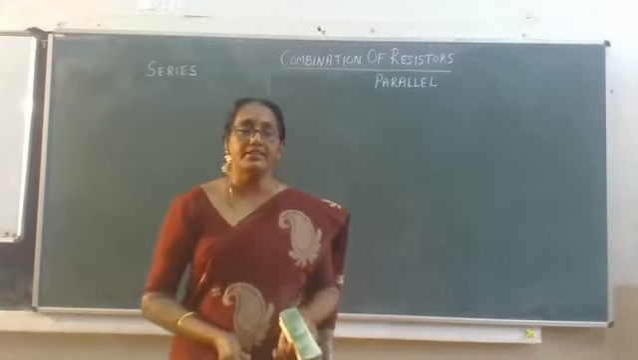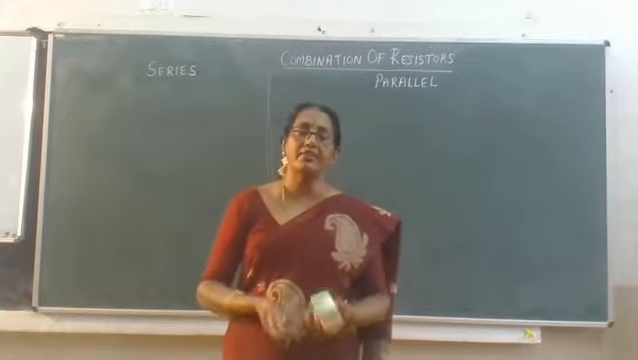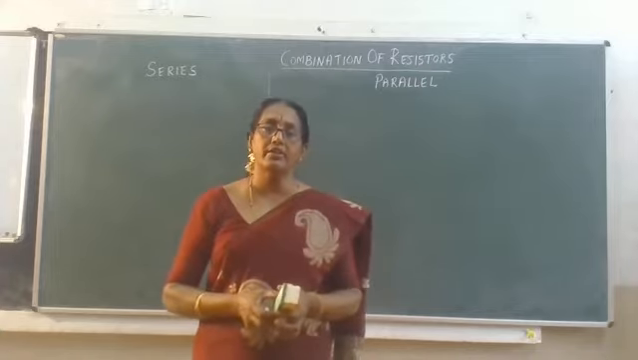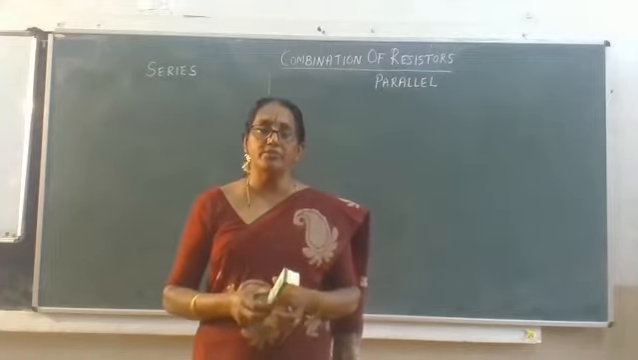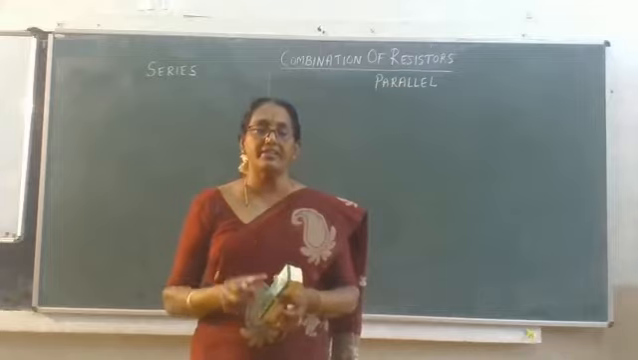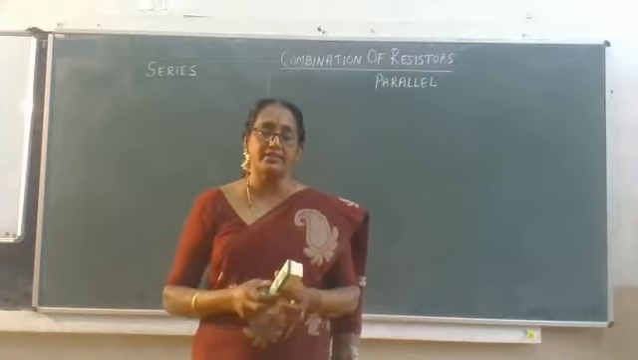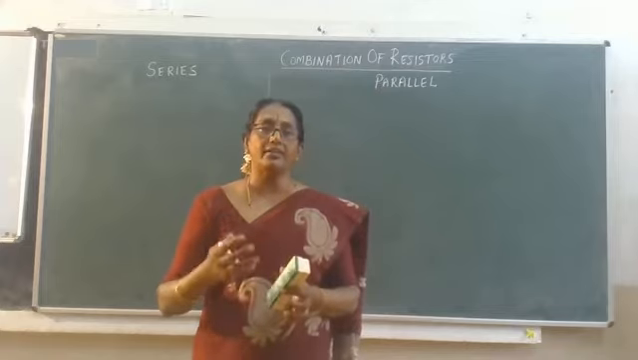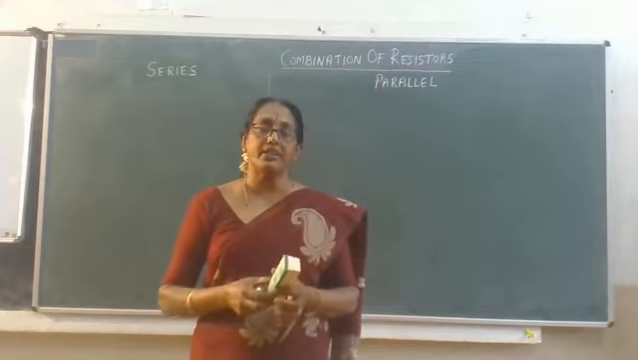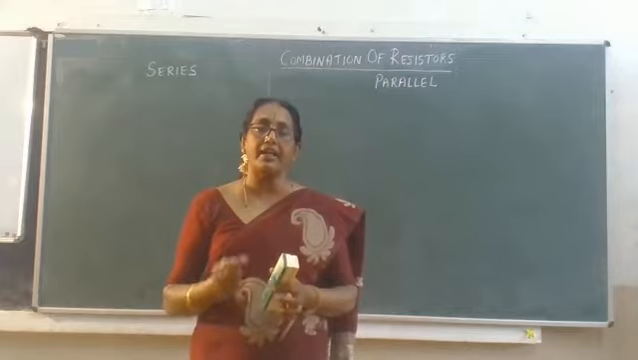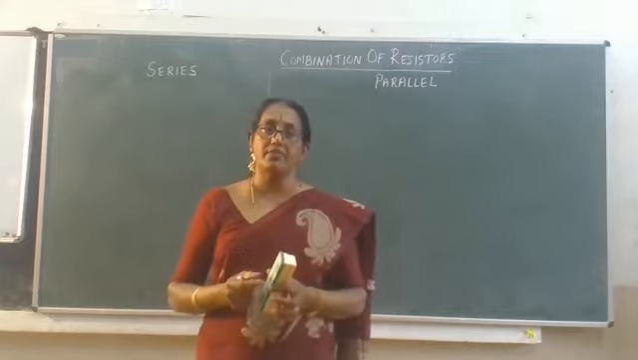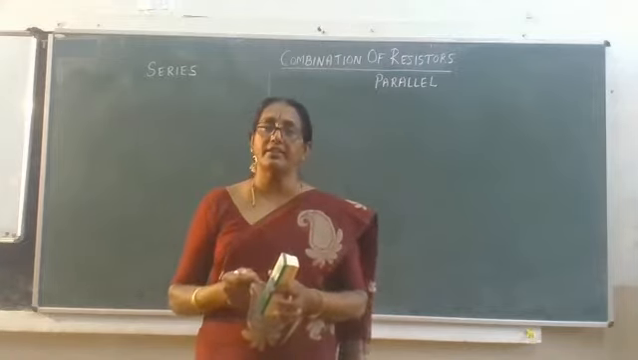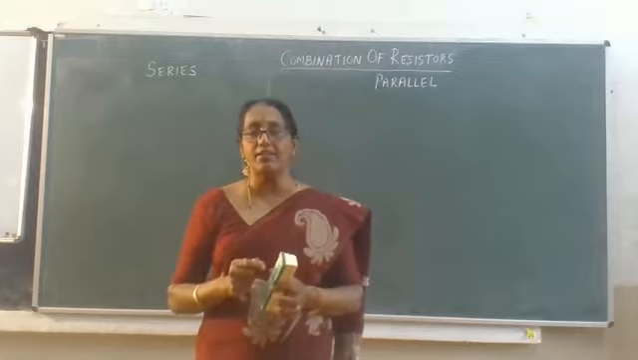Hello students, in the previous classes we have discussed Ohm's law, and we have seen the experimental verification of Ohm's law. Also we have solved some numerical problems. While dealing with Ohm's law, we understood that current in the circuit can be adjusted by adjusting the rheostat. What was the rheostat actually doing?